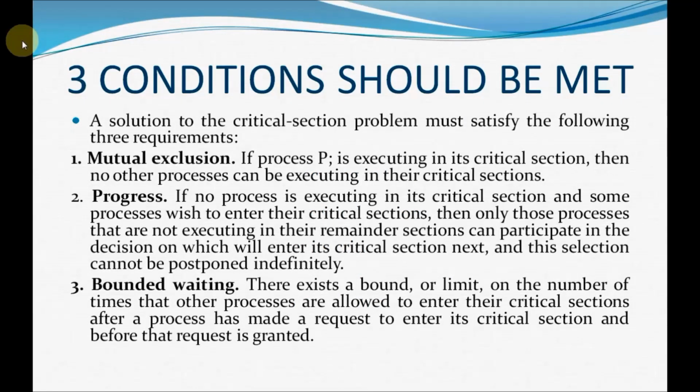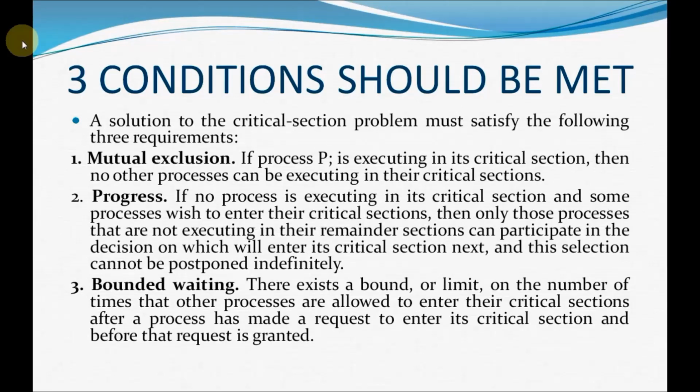Now, what are the three conditions that should be met when you are implementing the critical section? The first condition is mutual exclusion. That means when a process P is executing in its critical section, no other process can be executing in its critical section. At a time only one process should execute in its critical section. Now you can ask, what is the use? When one process is executing in a critical section, no other process can make changes. That's why your information will be safe.